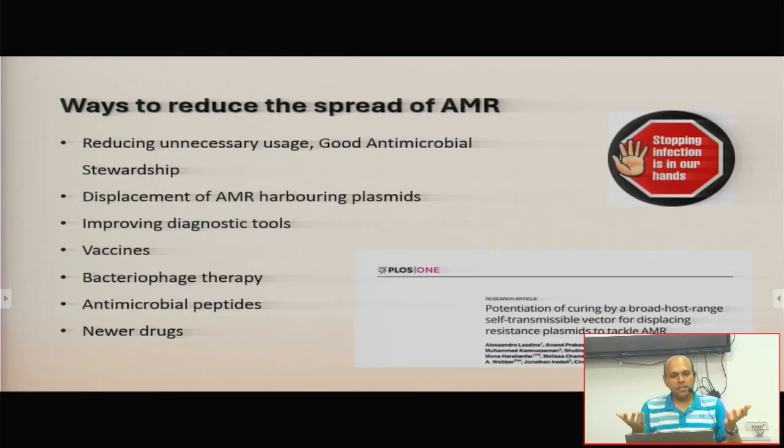And then lastly, ways to reduce AMR: reduce unnecessary usage, good antimicrobial stewardship, use chemicals that can displace antimicrobial resistance plasmids, improve diagnosis using low-cost methods, vaccines, bacteriophage therapies, antimicrobial peptides, and newer drugs can also be looked into. And obviously, hand hygiene and all these things by far is still very, very effective. We learned that from the work of Semmelweis and Lister.